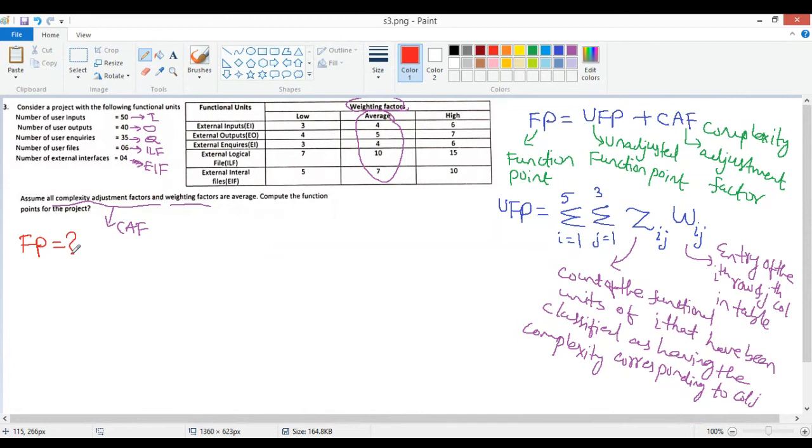So for finding FP, you have to use the formula I just gave. FP is equal to UFP plus CAF. Yeah, there is a little change. Please make sure that it is not plus, this is multiplication. Please remember, UFP multiplied by CAF will give you the answer. Now, how do you find out UFP? Let us use this formula of UFP for finding the function point units.